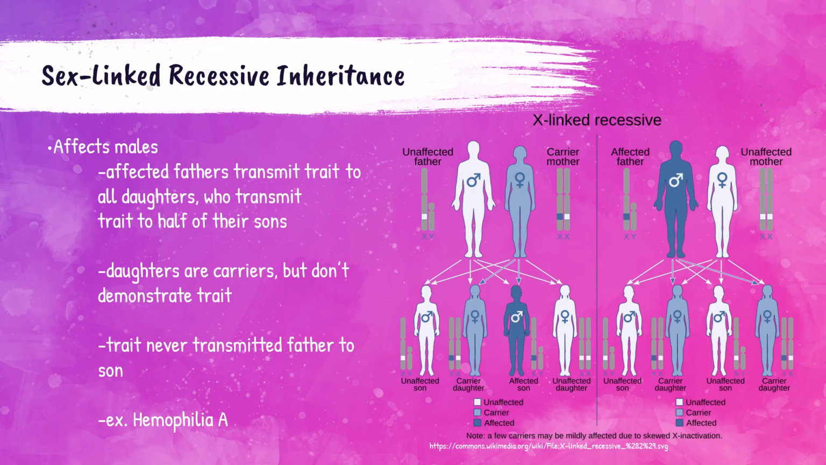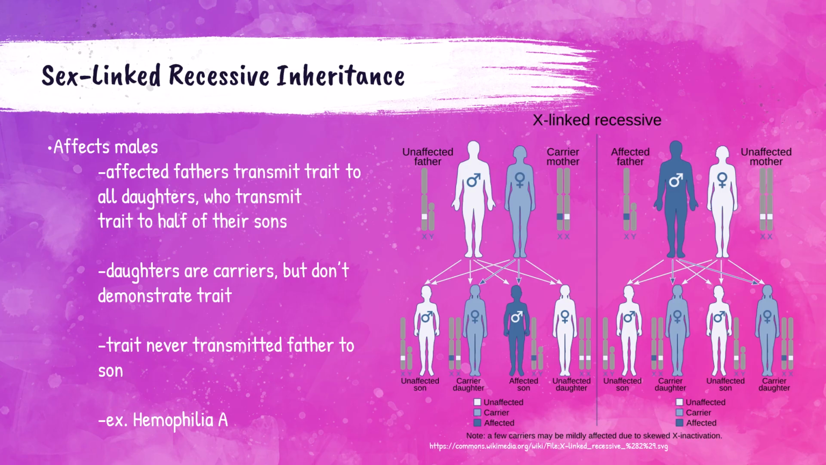In sex-linked recessive inheritance, this affects males. Affected fathers transmit the trait to all of their daughters, and those daughters transmit the trait to half of their sons. So daughters are carriers of the trait genetically, but do not demonstrate this trait. The trait is never transmitted from father to son. Again, why is this? Remember, it's on the X chromosome. So a father can only give his sons a Y chromosome, so they will be unaffected.